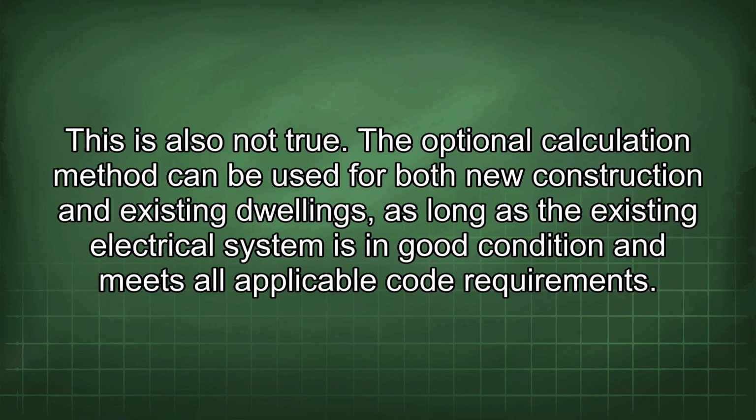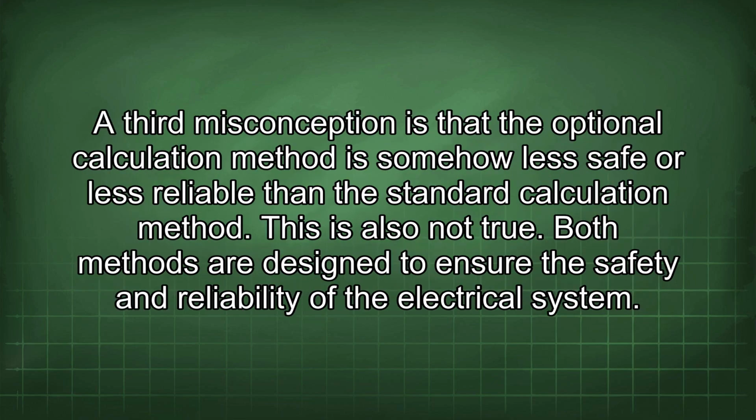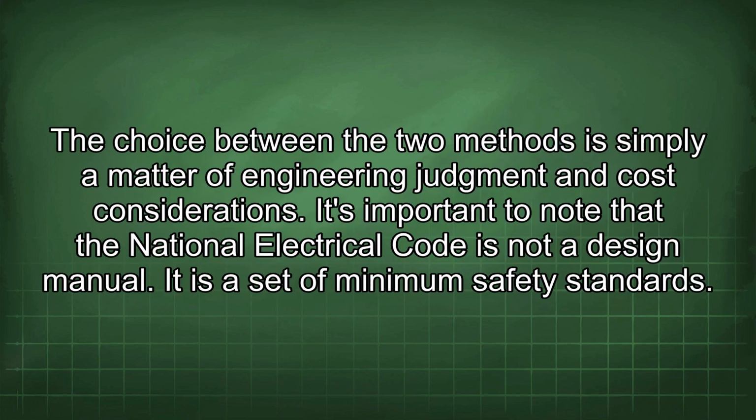This is also not true. The optional calculation method can be used for both new construction and existing dwellings as long as the existing electrical system is in good condition and meets all applicable code requirements. A third misconception is that the optional calculation method is somehow less safe or less reliable than the standard calculation method. This is also not true. Both methods are designed to ensure the safety and reliability of the electrical system. The choice between the two methods is simply a matter of engineering judgment and cost considerations.